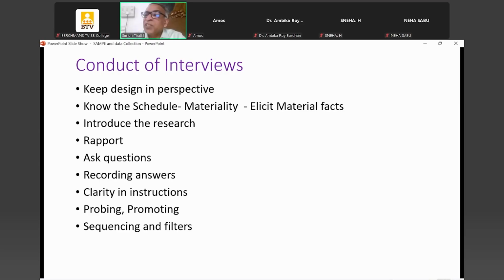Relationship might not be that important in a questionnaire because they are not seeing the researcher. But when you're face to face in an interview, relationship is very important. Otherwise, they might not give the right kind of information. So establish a relationship. Then ask the questions with clarity. Otherwise, you will ask a question where you had something in mind, but that is not what the interviewee understood. So ask questions with clarity.